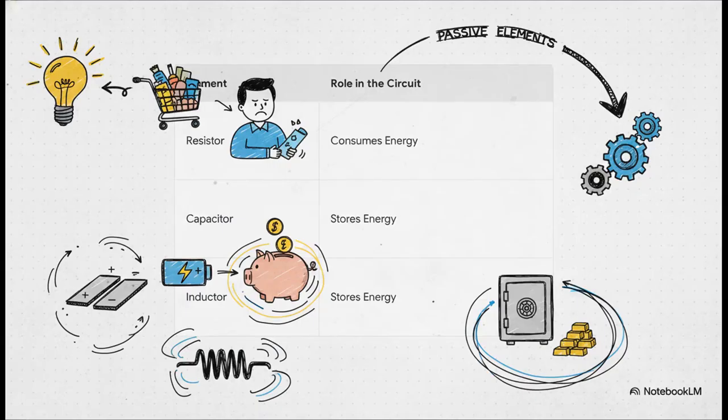So let's just do a quick recap here. The resistor is the energy consumer. It controls the flow. The capacitor and the inductor, they're the energy savers, storing it in electric and magnetic fields. These three are what we call the fundamental passive players on the team.